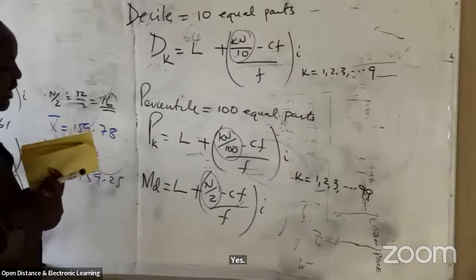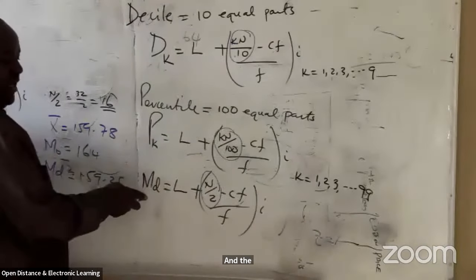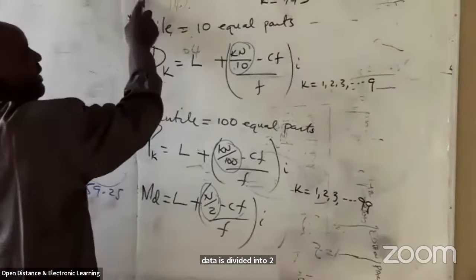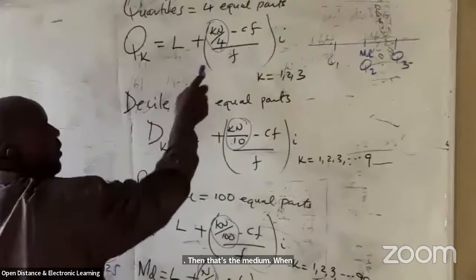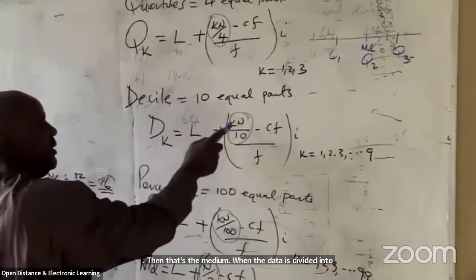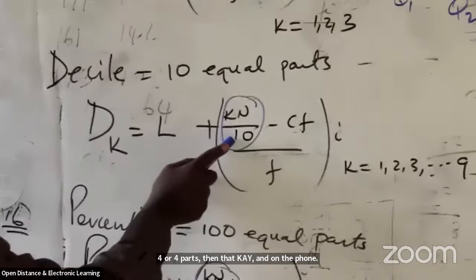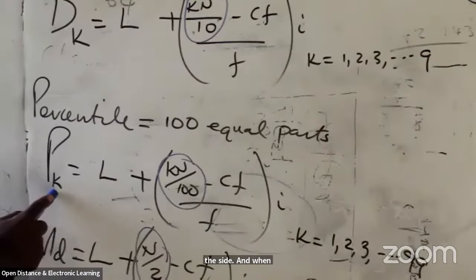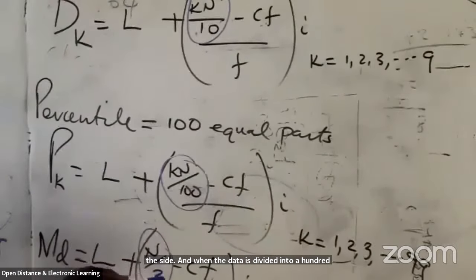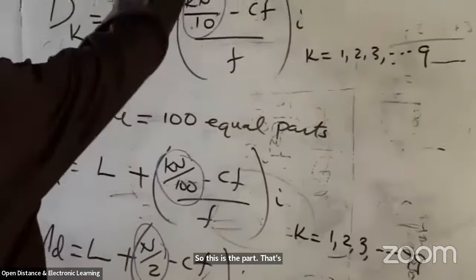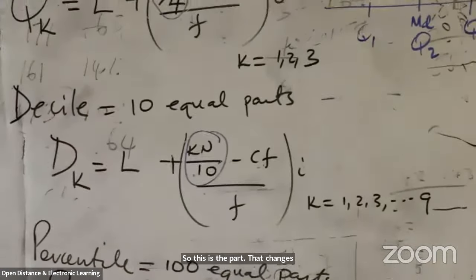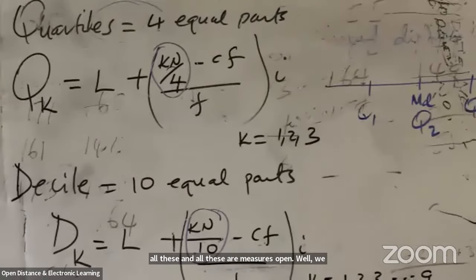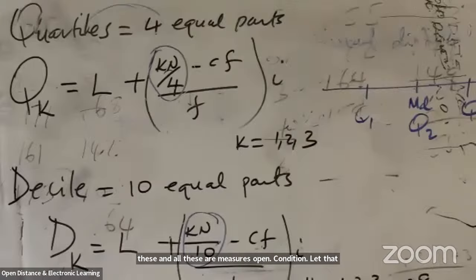When the data is divided into 2 equal parts, then that's the median. When the data is divided into 4 equal parts, then that's the quartile, Kn over 4. When the data is divided into 10 equal parts, then that's the decile. And when the data is divided into 100 equal parts, then that is the percentile. So this is the part that changes in all these, and all these are measures of position. Let us look at an example on each one of them.